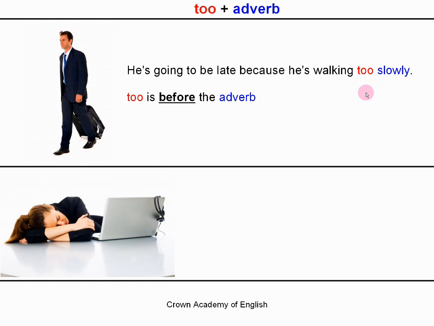Example 2. Jane is always tired because she works too hard. Too hard. So here we are using the word hard as an adverb. She works hard. She works too hard means that she works excessively hard. Harder than is wanted or suitable. Okay, so too before the adverb.